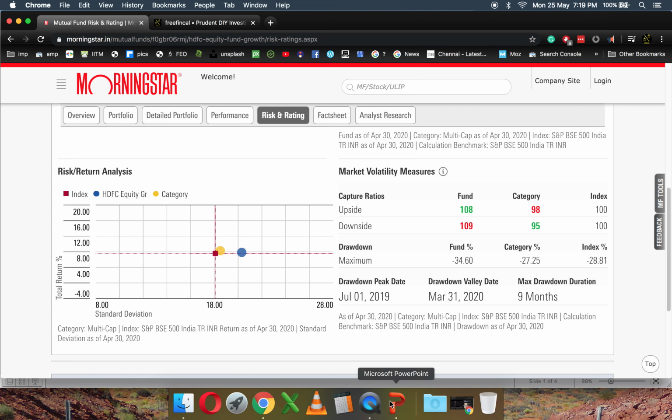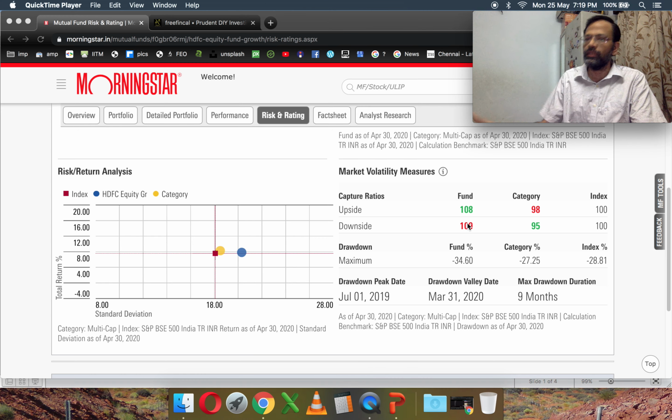So what exactly is this downside capture, and how is it calculated? Let's find out, and how I use it for my screener. I have an old video on this, but I thought it's nice to do it again.